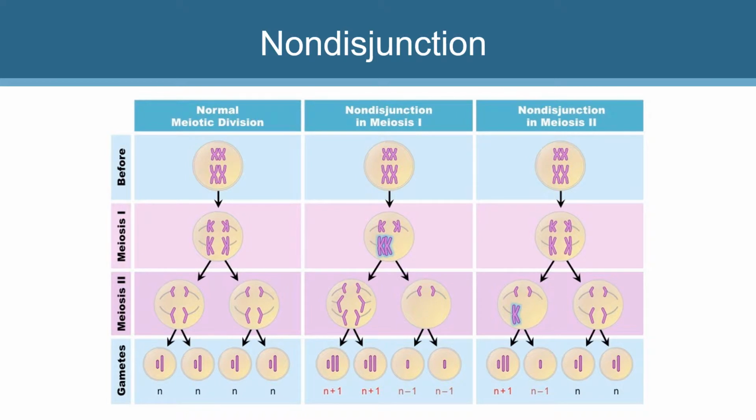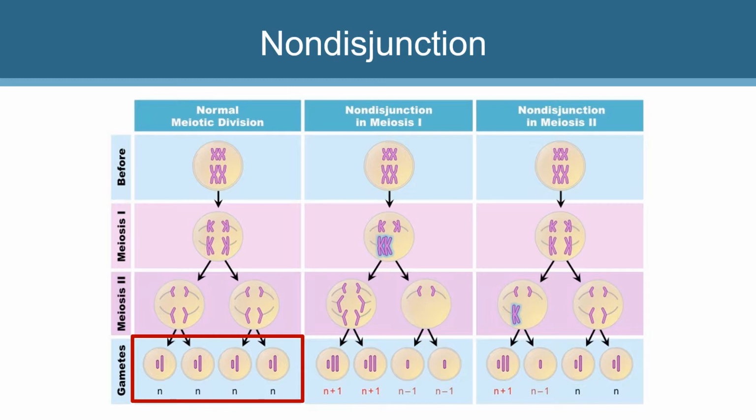Non-disjunction occurs during meiosis when chromosomes fail to separate appropriately. In the normal cell, 2 different chromosomes are shown, a small and a large chromosome. But of course, in humans, there would be 23 pairs of chromosomes. In normal meiosis, each of the haploid gametes produced at the end would have 1 copy of the small and 1 copy of the large chromosome.